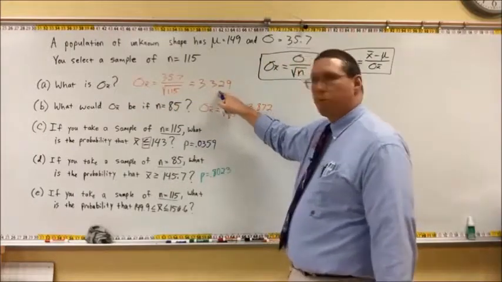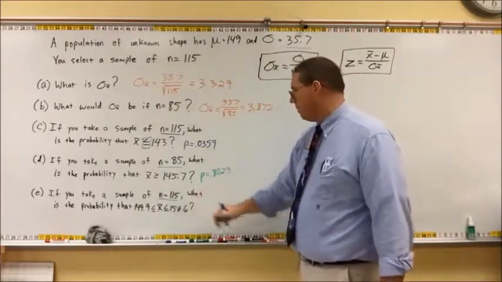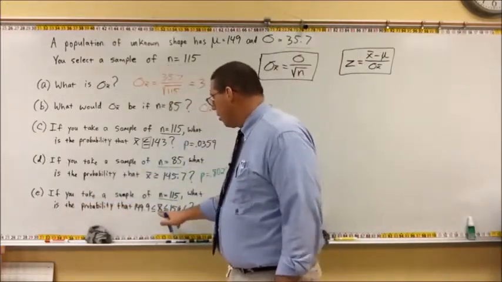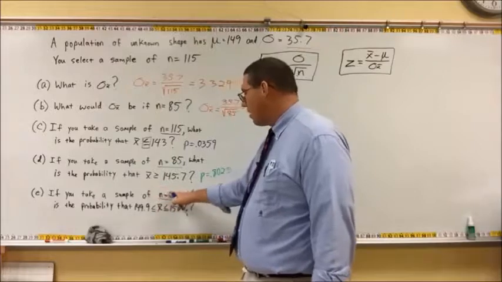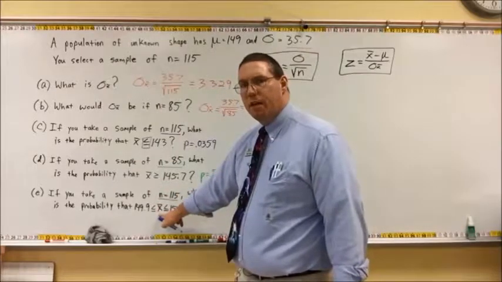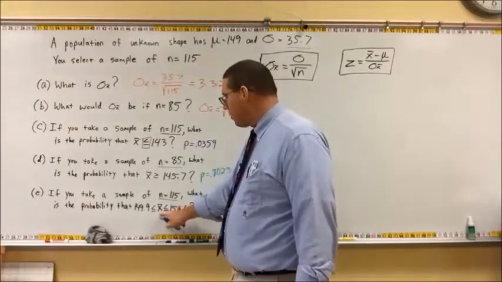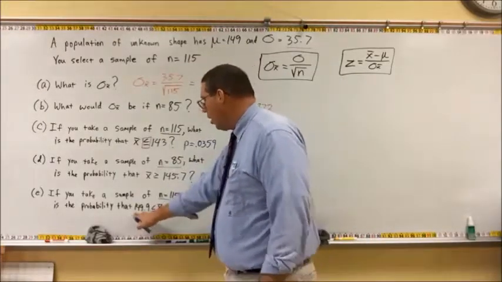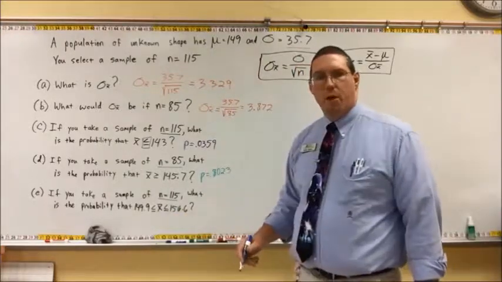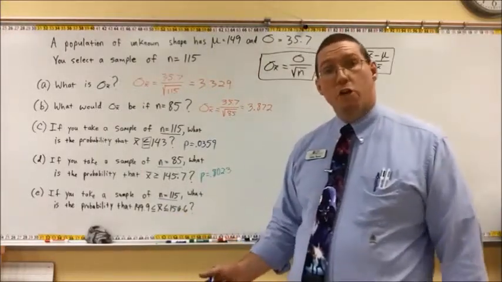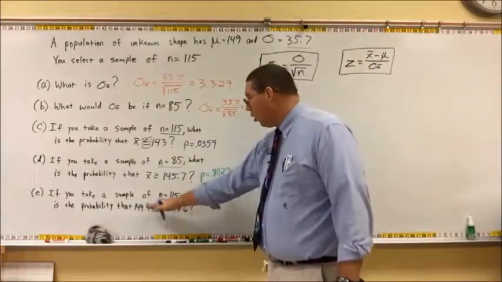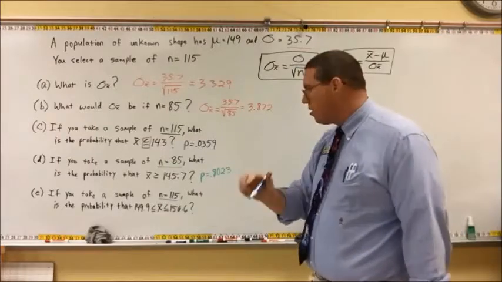We're going to use 3.329, right, down here. It says, what is the probability that your sample mean from that sample... What's the probability that you're going to draw a sample of 115 units, and it's going to have a sample mean that's between 149.9 and 156.6? Well, this is a between question, so we need two z-scores, right? So let's set up our two calculations for two z-scores.